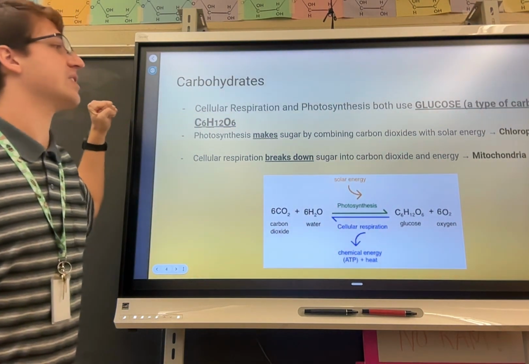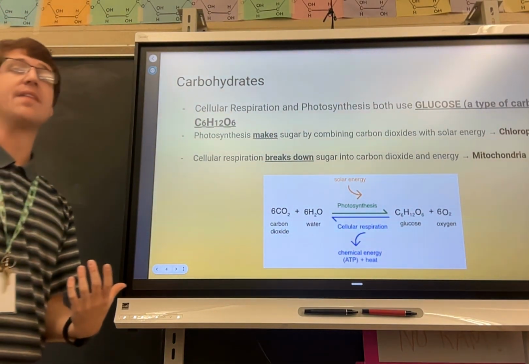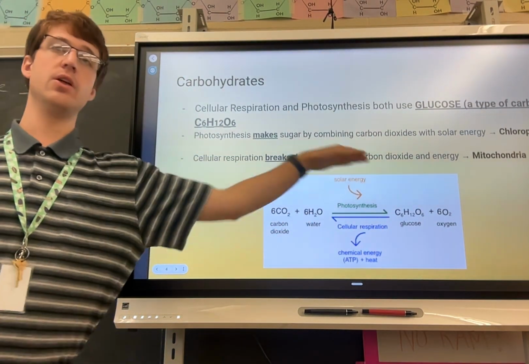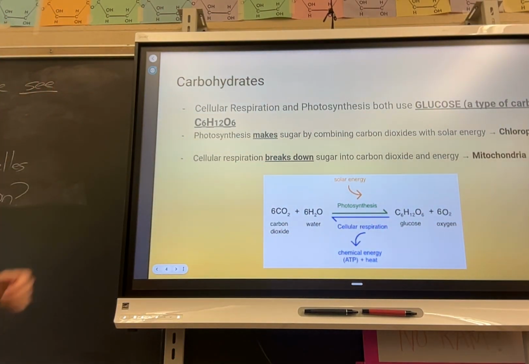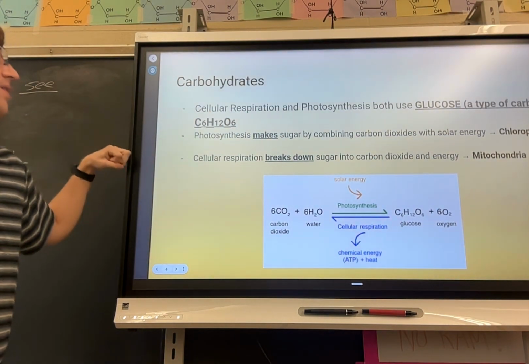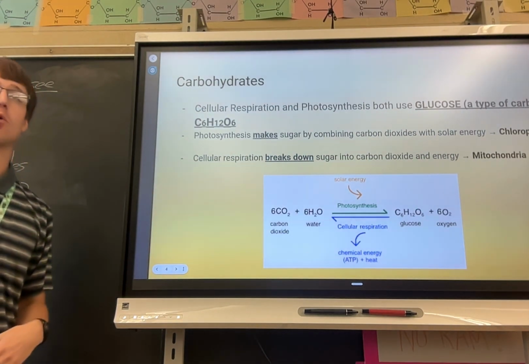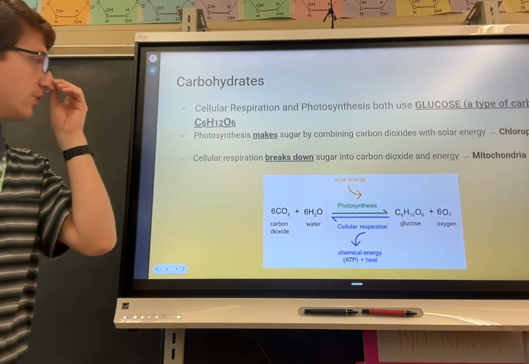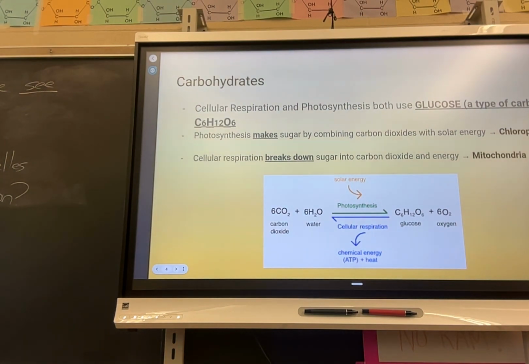So glucose is going to be the sugar that we produce from photosynthesis and the sugar that goes in for cellular respiration. But you can see it's literally the same reaction backwards. One is putting energy in to make sugar, that being photosynthesis, which is going to happen in your chloroplast. The cellular respiration is going to break down that sugar and form our usable cellular energy in the form of ATP. And that will be done in the mitochondria.